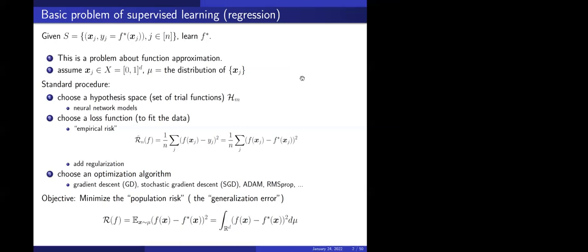I'll talk about machine learning from a mathematical perspective. So it's a little bit mathematical. I hope that's okay.